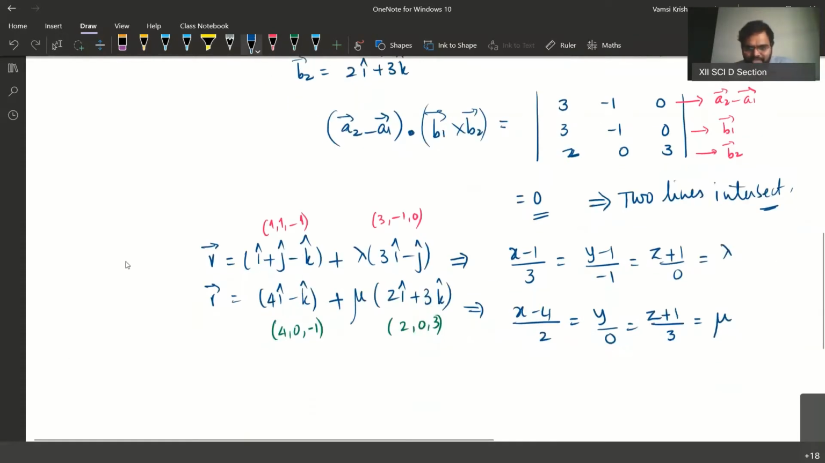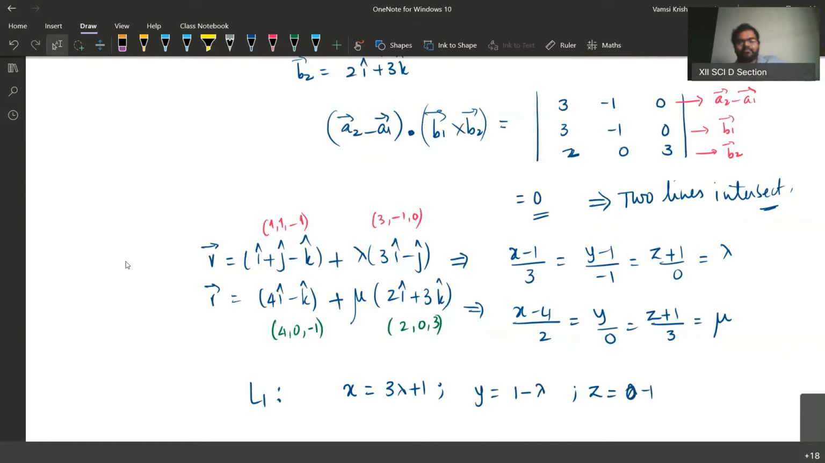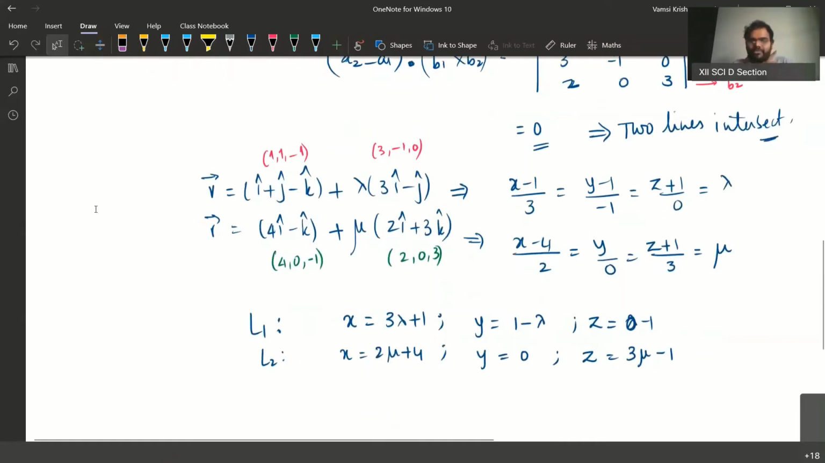Now from the first case, you can write line 1. The general coordinate on line 1 is x is 3 lambda plus 1, y is 1 minus lambda, z is minus 1. And for line 2, the general coordinate is x is 2 mu plus 4, y is 0, and z is 3 mu minus 1. If two lines intersect, students, both their general points have to be the same.